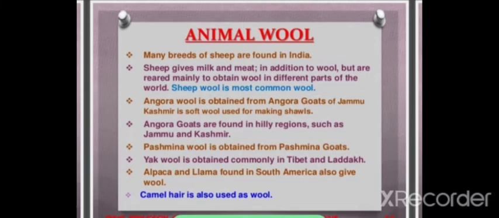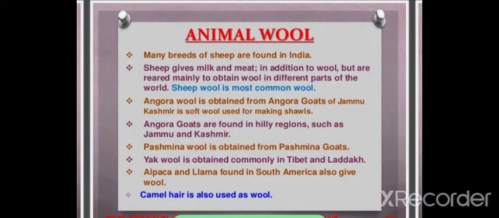Animal wool. There are different varieties or breeds of sheep found in India. Sheep not only provide milk and meat but also wool. Different varieties of sheep are reared in different parts of the world to obtain different varieties of wool. Sheep wool is the common wool.